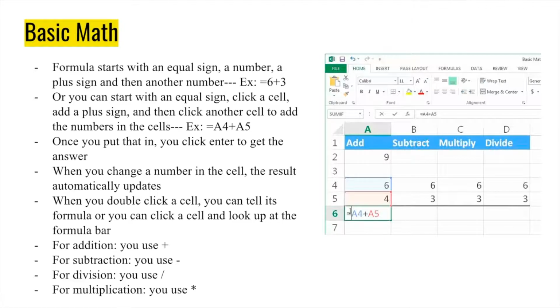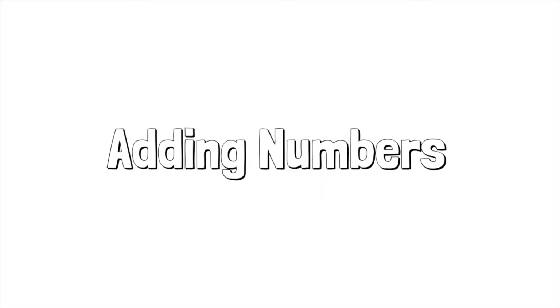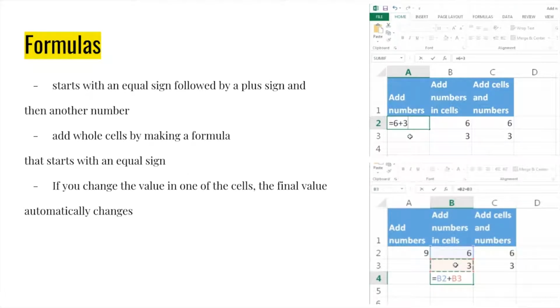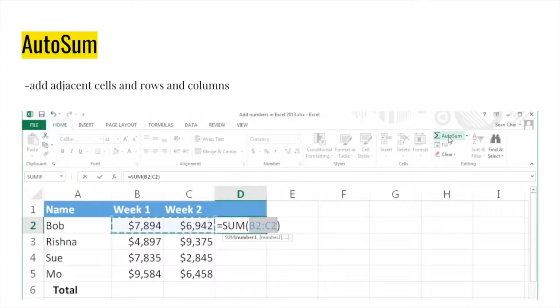The next function in Excel is adding numbers. A formula always starts with an equal sign, followed by a number, a plus sign, and then another number. When you press Enter, it displays the result. You can also add whole cells by making a formula that starts with an equal sign. Then you select a cell, add a plus sign, and then select another cell. After pressing Enter, you get the result. If you change the value in one cell, the final value automatically changes.